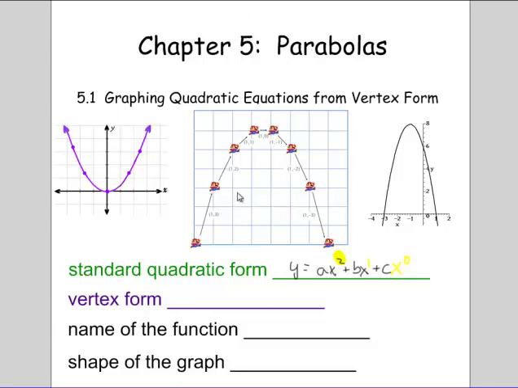Vertex form we'll get to in another slide, so hang in there. The name of the function is right here. It's quadratic. And the shape of the function, we might call this U-shape. All of these are parabolas. They're U-shaped graphs. Their name is a parabola. So the name of the function is quadratic, but the shape of that function is a parabola.